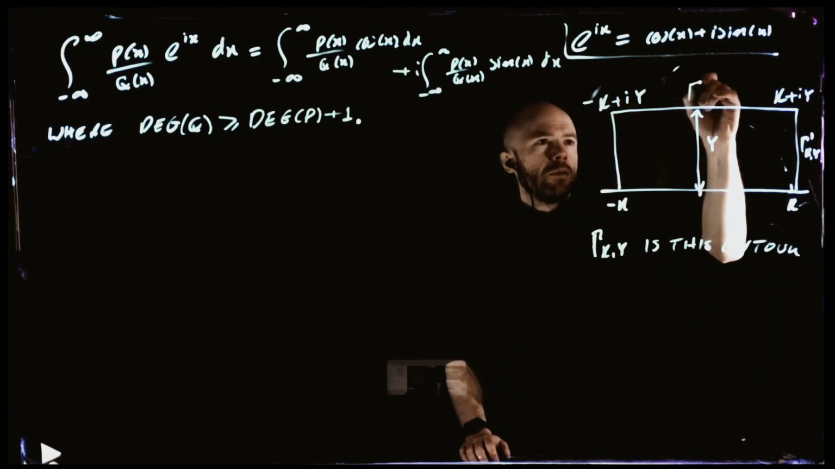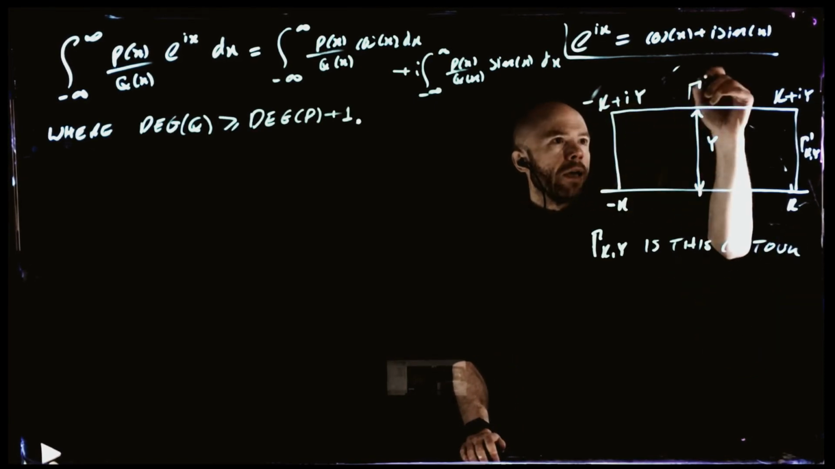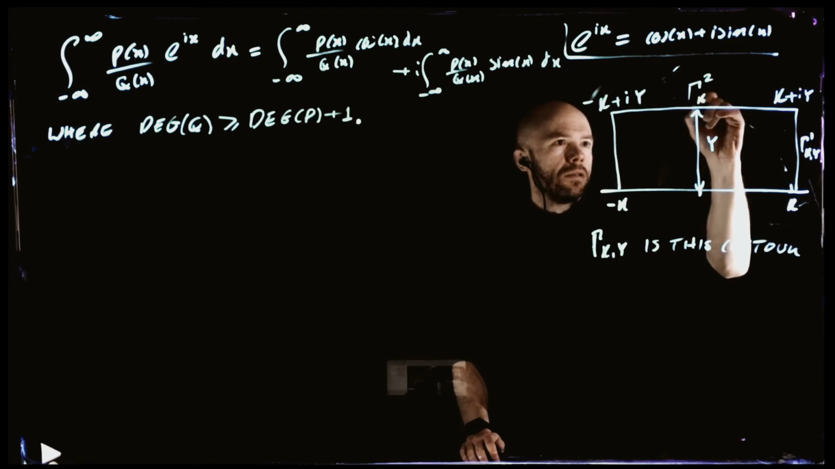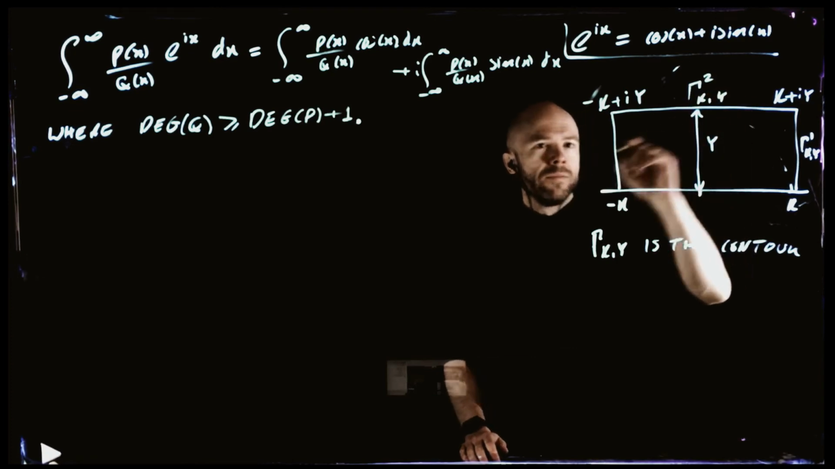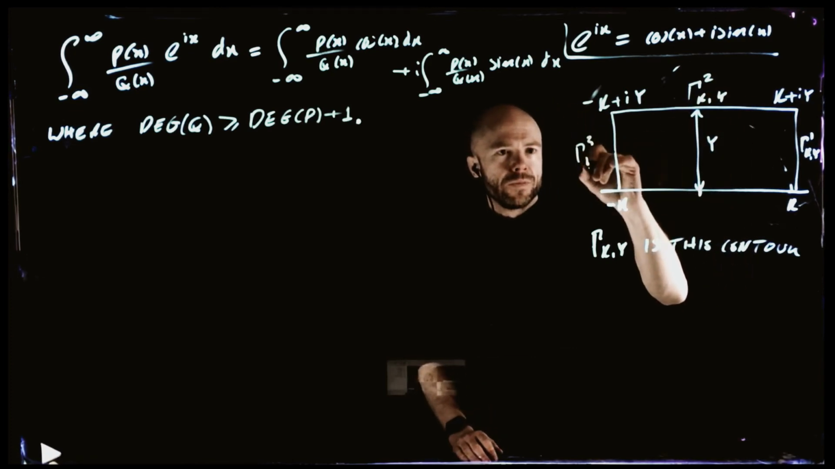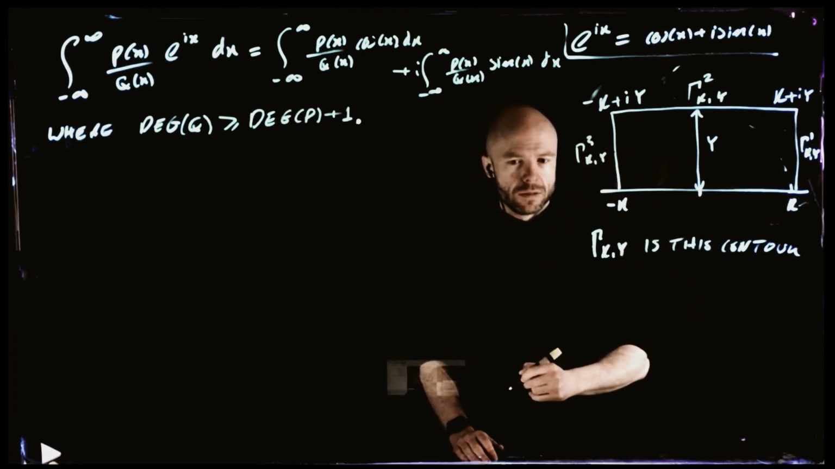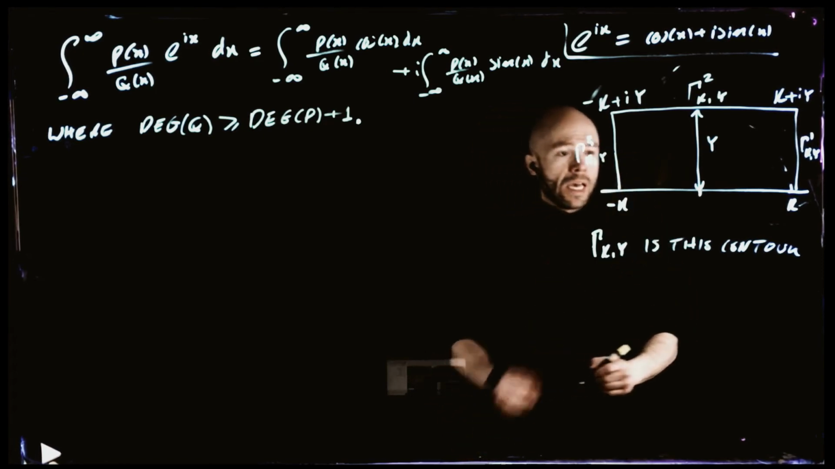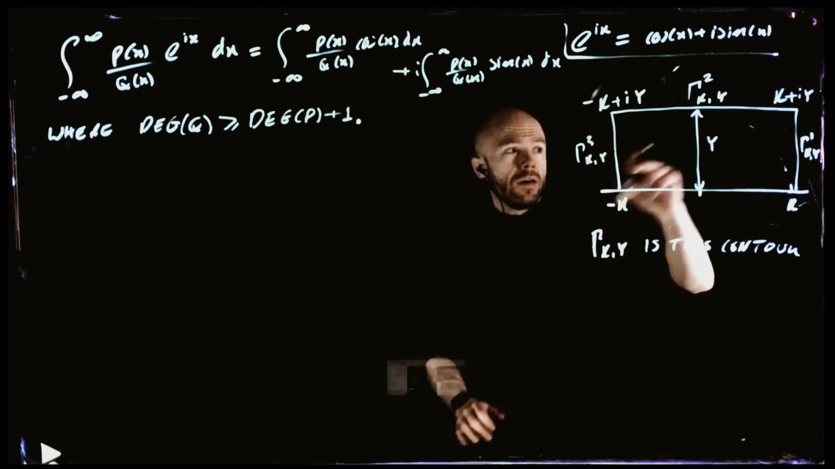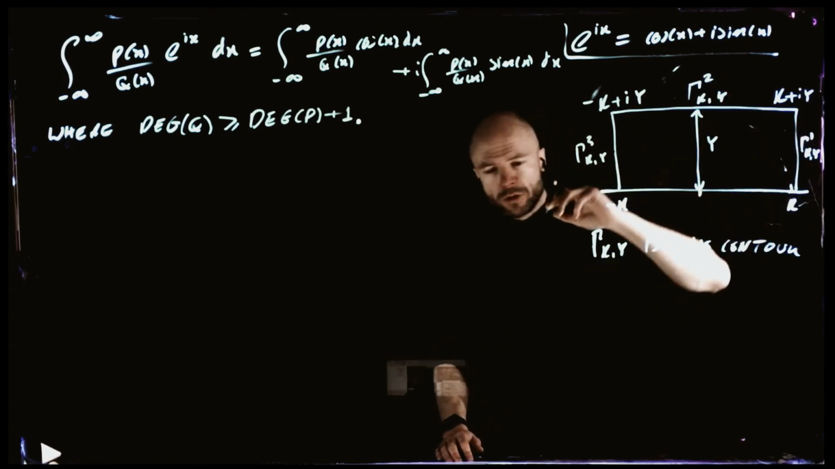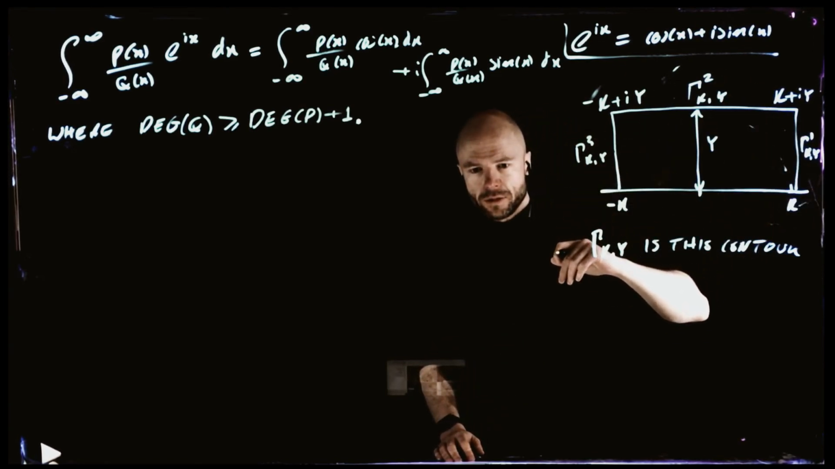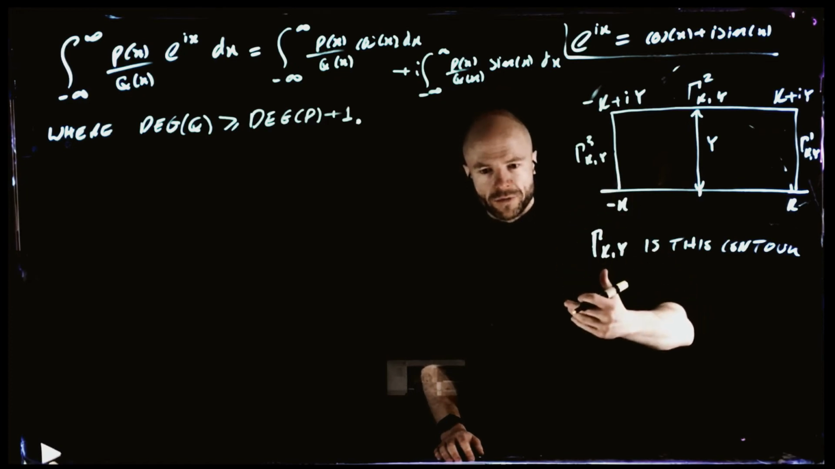And then we'll label the sides. So this is gamma 2 y, and this is gamma 3 y, like this. Okay? And what we'd like to do is to show that on gamma 1, gamma 2, gamma 3, everything vanishes, yeah? As r or y goes to infinity.